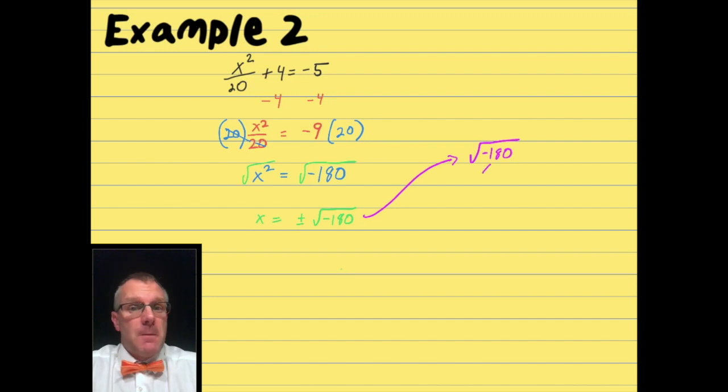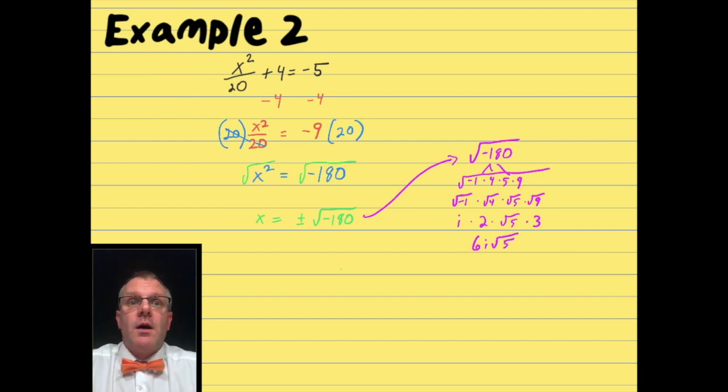So the first thing I'm going to do is break this up, prime factorization, into negative 1 times 4 times 5. 4 times 5 is 20, times 9 is 180. I've got two perfect square factors at 4 and 9, as well as my imaginary. So that breaks out into i times 2 times the square root of 5, in this case times 3. Multiply all your coefficients together, you end up with 6i square root of 5, or our final answer, x equals plus or minus 6i rad 5.